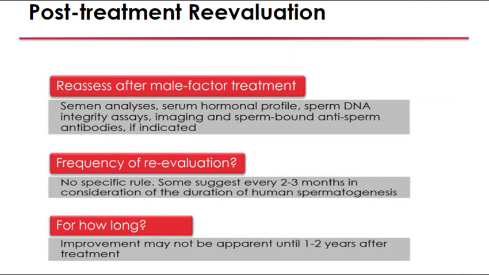Reevaluation may include semen analyses, serum hormonal profile, sperm chromatin integrity evaluation, imaging, and sperm-bound anti-sperm antibodies if indicated. There are no specific rules for the frequency or timing of fertility status reevaluation. Some clinicians suggest every 2 to 3 months to reflect the duration of the human spermatogenesis cycle. Likewise, changes in fertility status post-treatment may not be apparent until months or years later. Thus, information from the most recent fertility status reevaluation is important when counseling the couple.